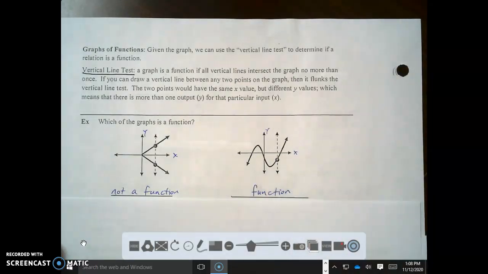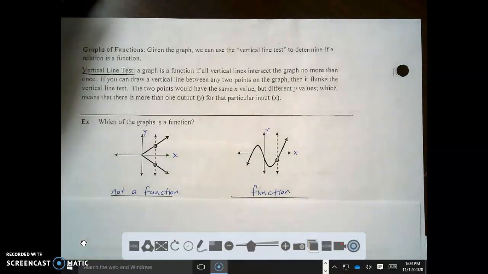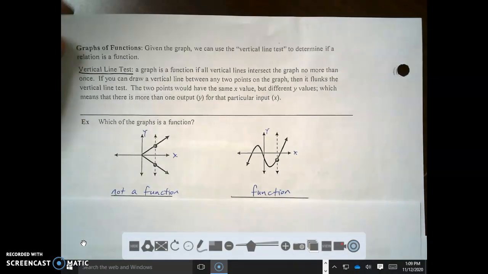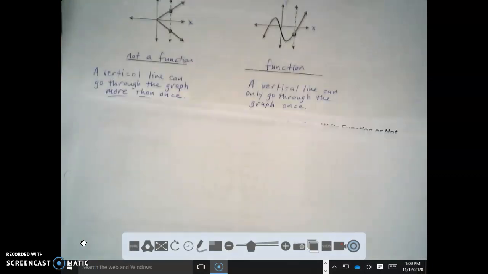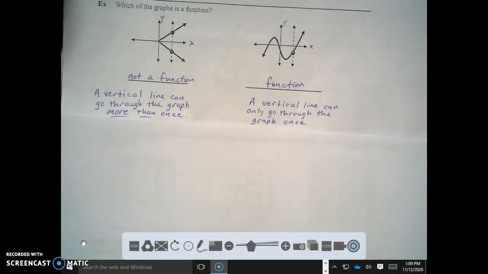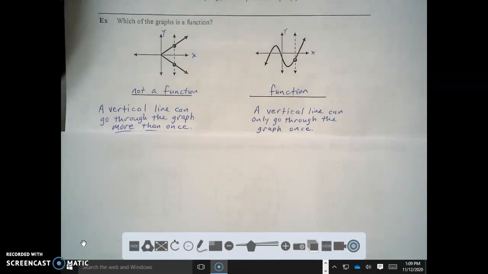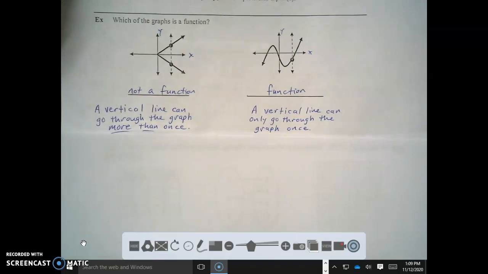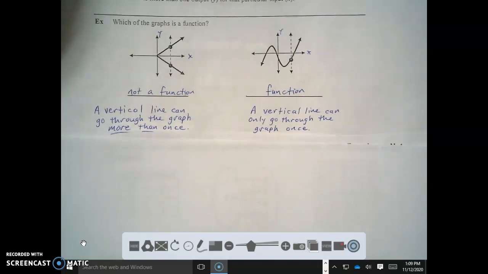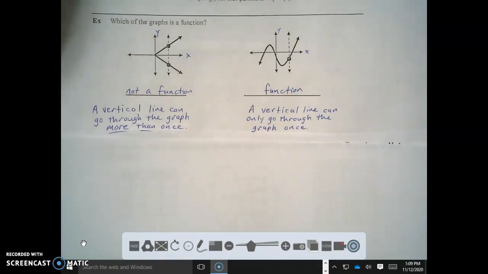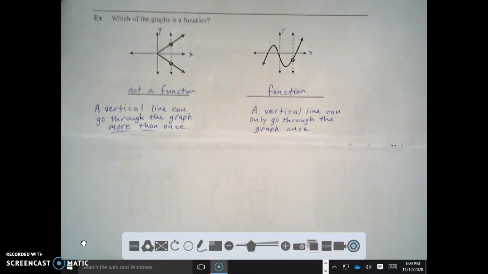Sometimes this is a little hard to see. People struggle a little bit trying to see what I'm doing until they see it, then it seems easy. But I guess a lot of math is like that. So I try to summarize that. A vertical line can go through the graph more than once. That means it has more than one output. That makes it not a function. It failed the vertical line test. And over here, a vertical line can only go through the graph once.